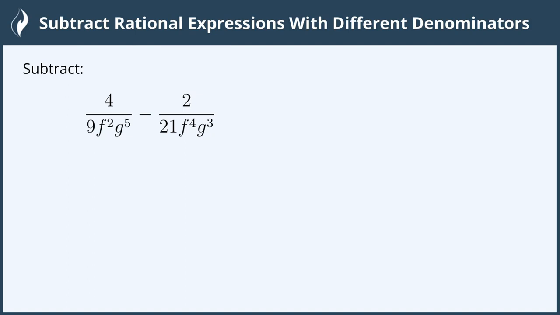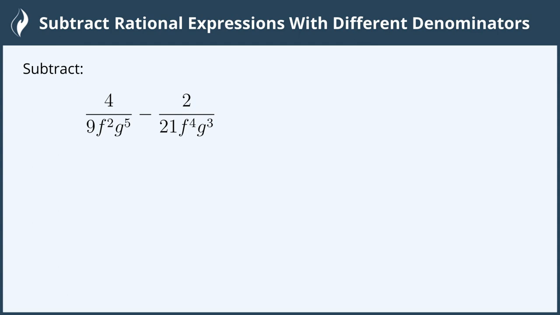Hi everyone! In this video we will subtract rational expressions with different denominators. Subtract 4 over 9f squared g to the 5th minus 2 over 21f to the 4th g to the 3rd. The first thing we need to do is find the common denominator so that we can subtract these fractions.